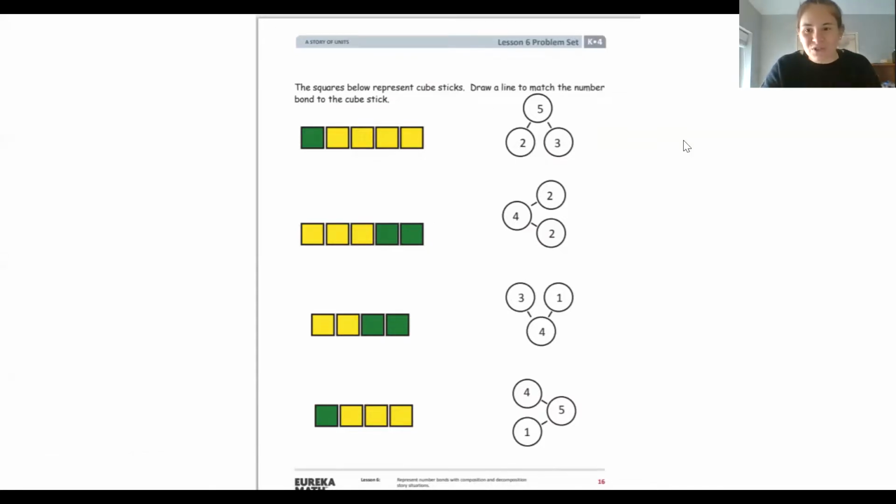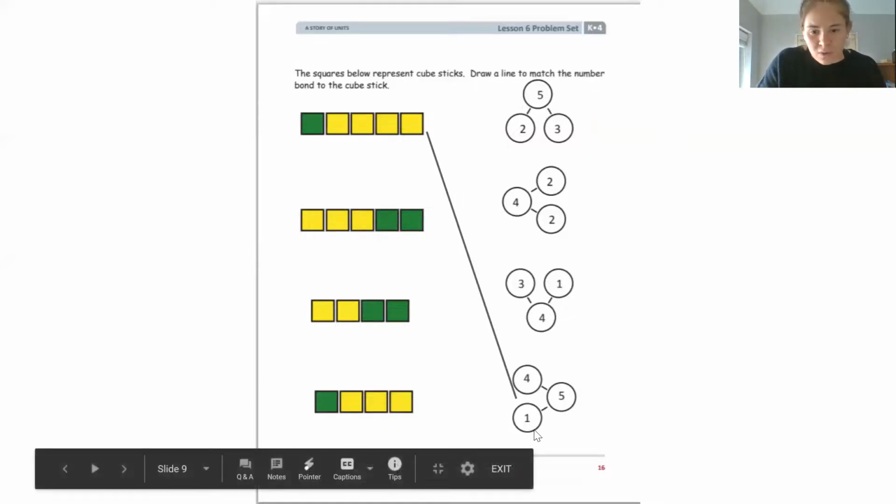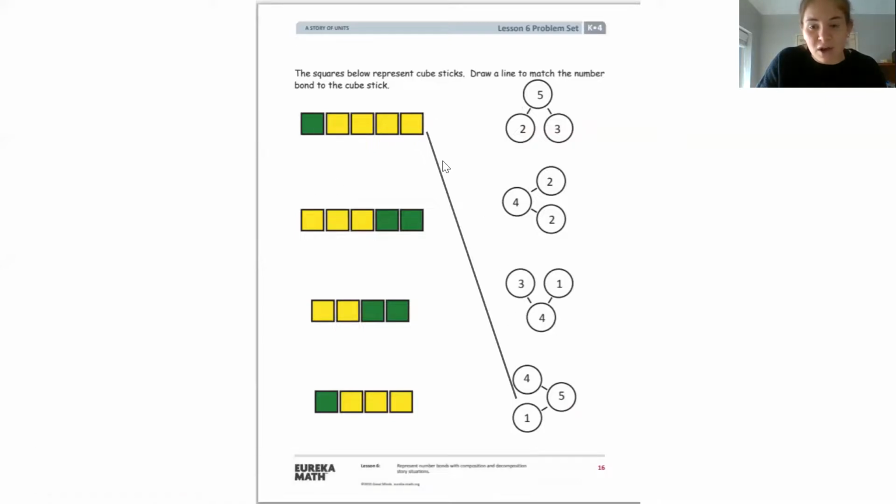Okay, so scholars, you're going to draw a line from this first set of cubes to the number bond that shows it. Go ahead, draw your line. Did you find it? Here's where I drew my line. I found 4 and 1 makes 5 because that's what I saw in my cubes. 4 yellow and 1 green makes 5 cubes altogether. Now, let's move on to our next one.